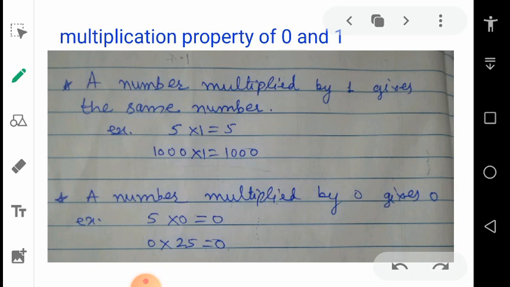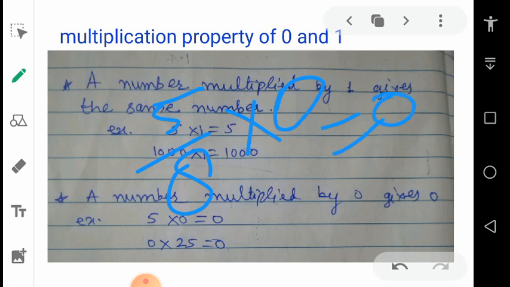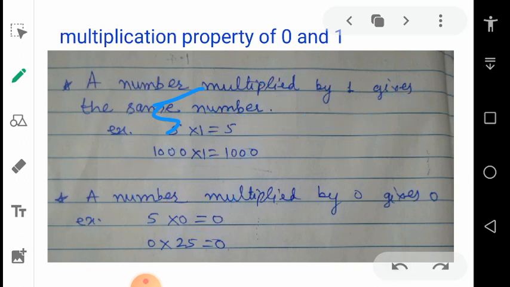Here I have taken natural numbers. You can take a fraction also. So suppose there is 5 upon 8 multiplied by 0, it gives 0, because this is a number only, and multiplied by 0 gives 0. Again, it may be a negative integer, so you could write minus 25 multiplied by 0, again it gives 0. Ultimately, 0 multiplied with any number gives 0.